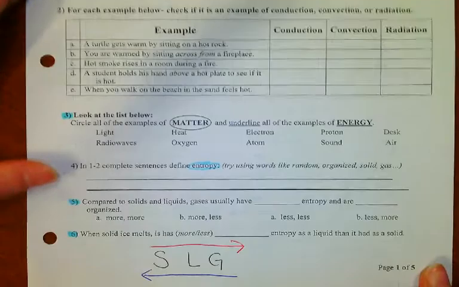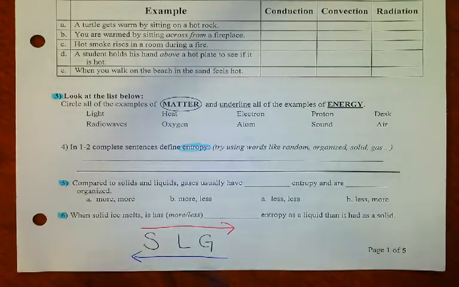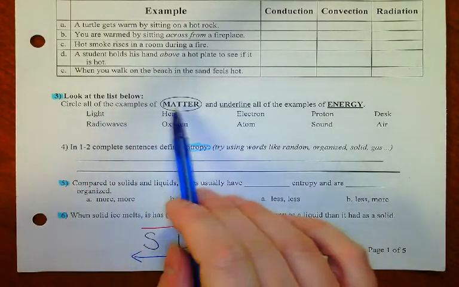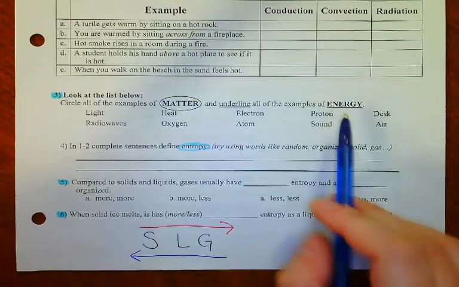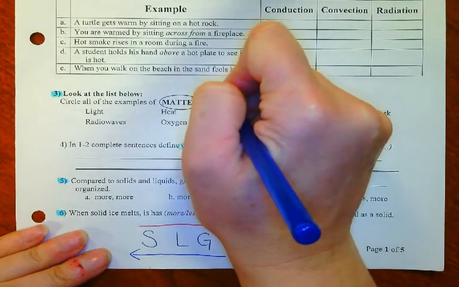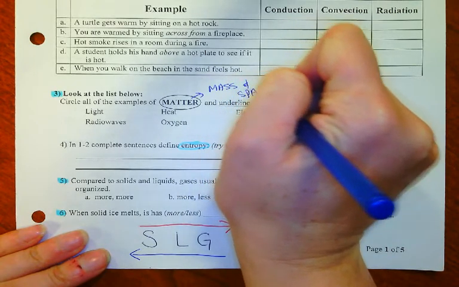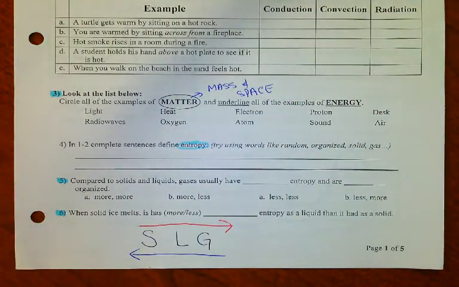Otherwise, I wanted to jump down and start talking about 3. Okay? So we're looking at, circle all of the examples of matter below and underline all the examples of energy. We said matter is anything that has mass and takes up space. Basically, anything on the periodic table is matter. If it's made of oxygen or aluminum or protons, those have mass, they take up space, they matter.